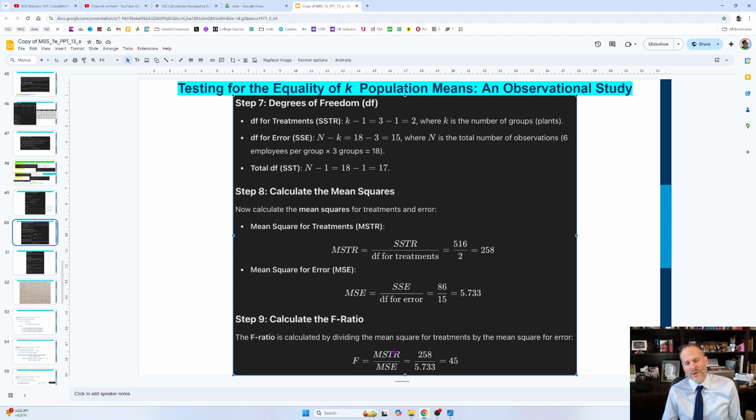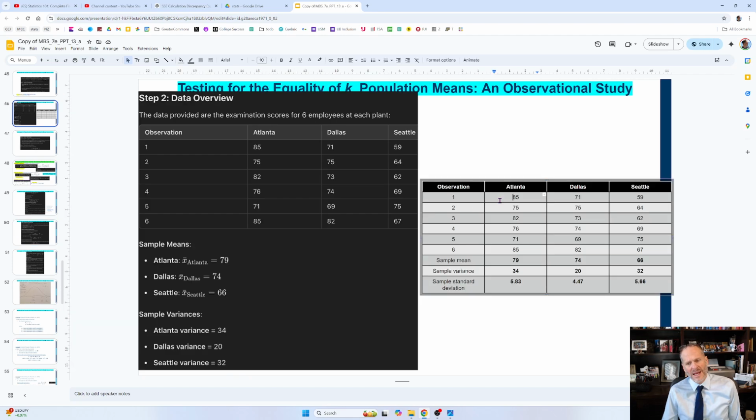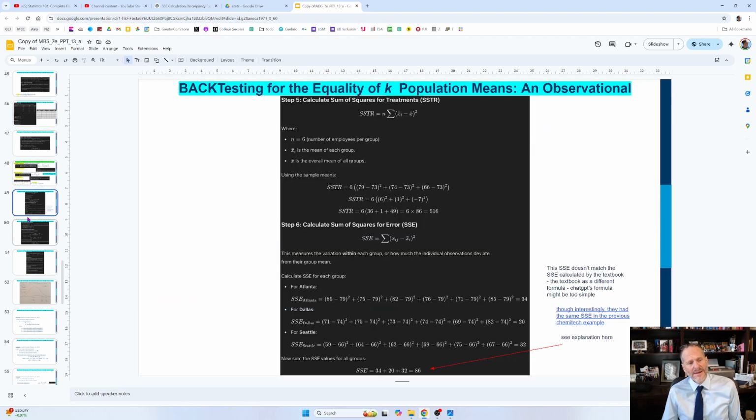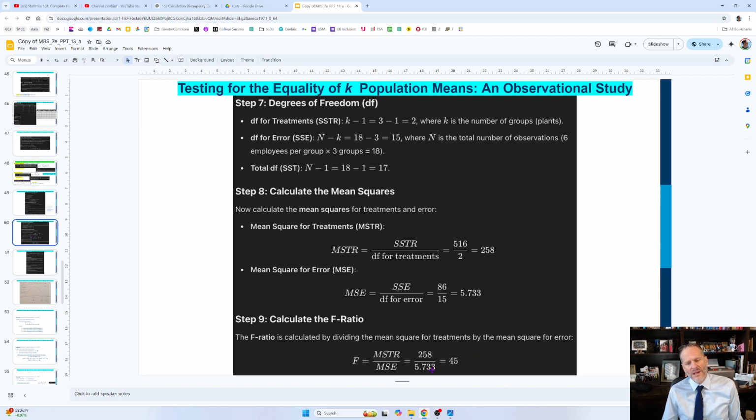The one that is between is MSTR, right? It's between the treatments: SSTR, MSTR, treatments, between treatments. Error is within a treatment, right? What's the error, the variance within a treatment, or the standard deviation within a treatment? So that's what I want you to think about when you see treatments, SSTR, MSTR, that's between. And when you see MSE, SSE, that's within, all right?